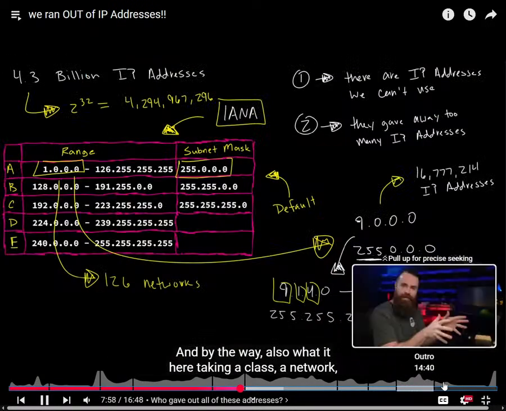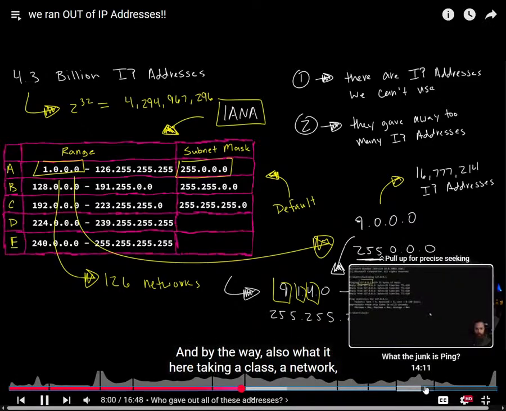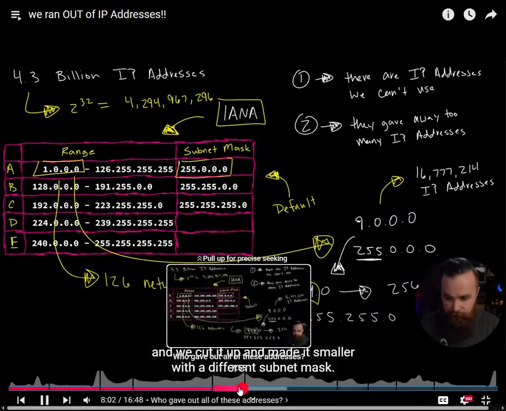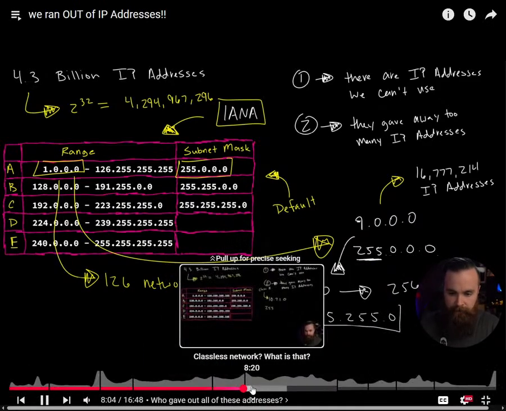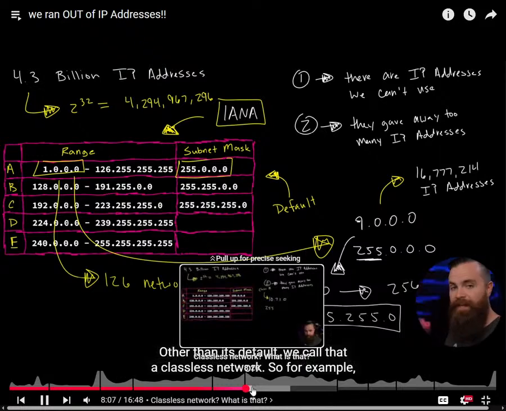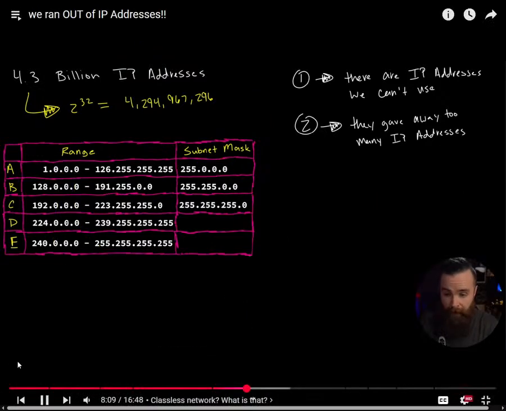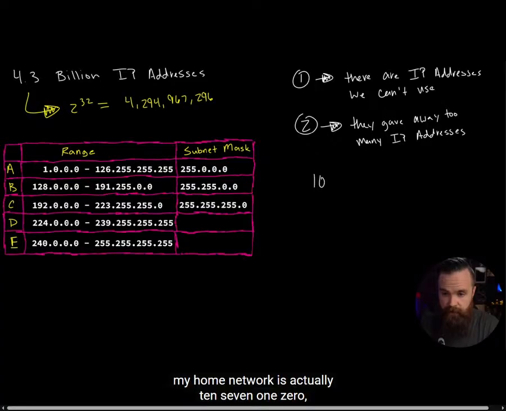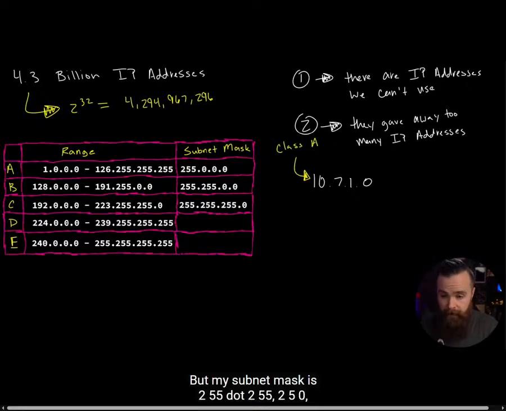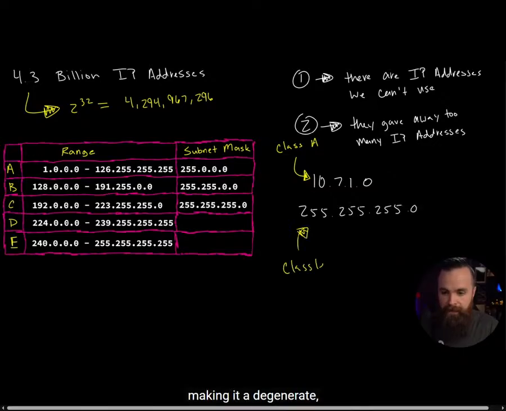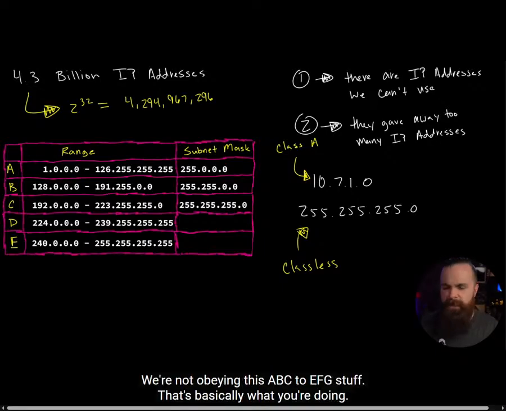Oh, and by the way, also, what we did here, taking a Class A network, and we cut it up and made it smaller with a different subnet mask other than its default. We call that a classless network. So for example, my home network is actually 10.7.1.0, a Class A IP address or a Class A network, but my subnet mask is 255.255.255.0, making it a classless network, because we're breaking all the rules. We're not obeying this A, B, C, D, E, F, G stuff. That's basically what you're doing.